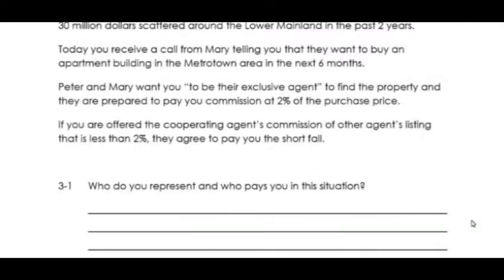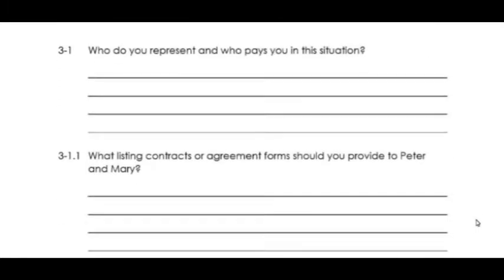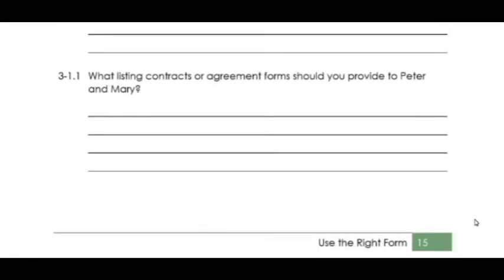If you are offered the cooperating agent's commission of other agents' listing that is less than 2%, they agree to pay you the shortfall. 3-1, who do you represent and who pays you in this situation? 3-1.1, what listing contracts or agreement forms should you provide to Peter and Mary?